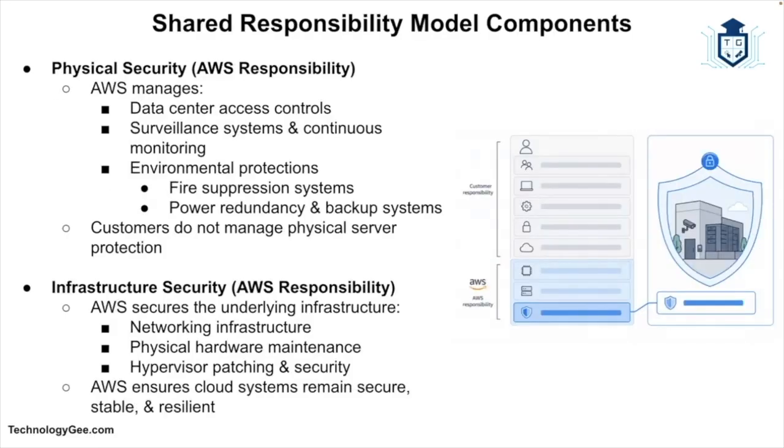All right, so to really understand this model, you need to recognize its components and how they interact. The first is physical security. Once again, AWS handles the data center access controls, surveillance and monitoring, and environmental protections when it comes to fire suppression and power redundancy. So basically, you don't have to worry about someone walking into an AWS data center and unplugging your server. That's AWS's job. Another thing is infrastructure security. This includes networking infrastructure, hardware maintenance, and hypervisor patching. AWS basically ensures that the underlying systems are secure and resilient.